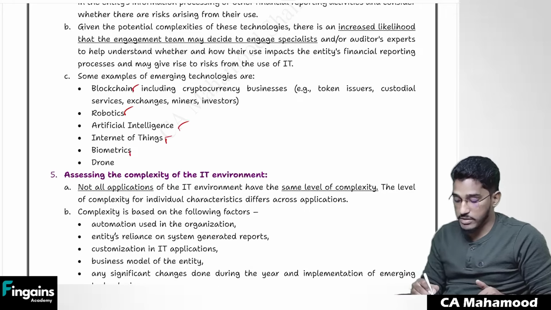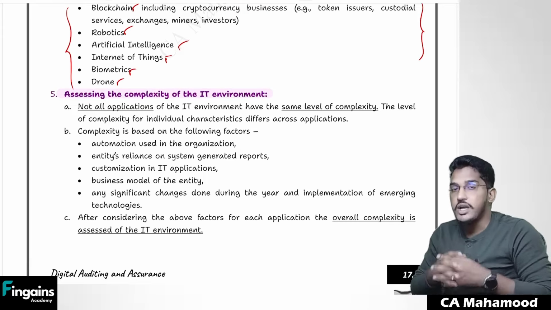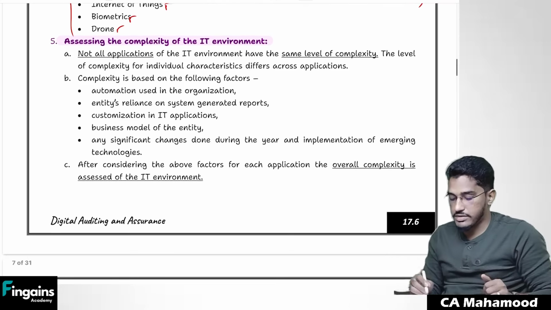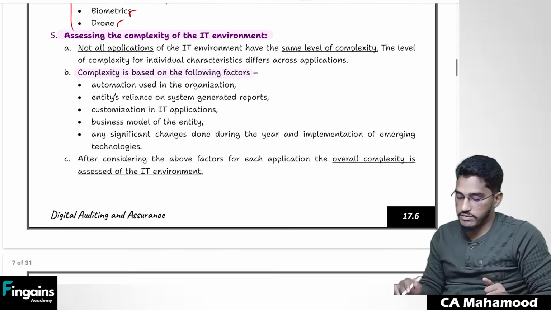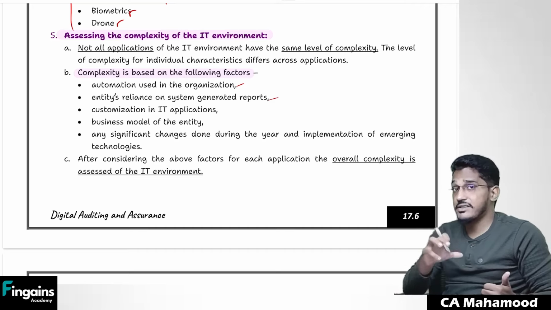Next, the last thing which you need to analyze is whether the IT environment is very complex or a little bit easy to understand. Whether the IT environment is complex or not is going to depend on some factors. If you see here, complexity is based on the following factors. What are the factors? Automation: what level of automation has taken place? Entity's reliance: how much is the entity relying on systems?